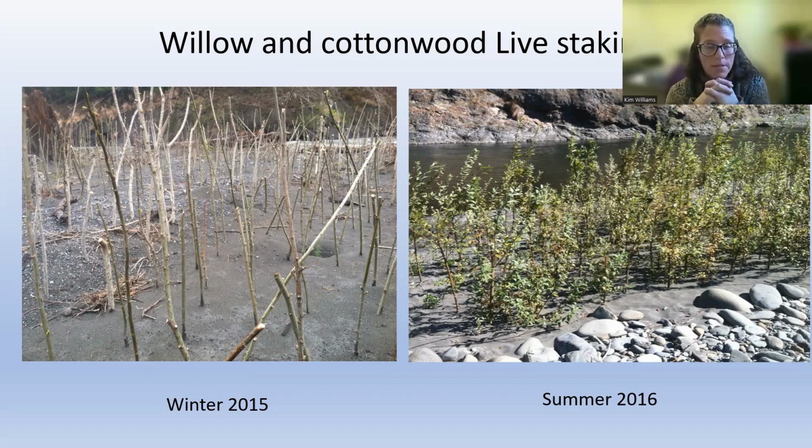Now, this doesn't work for all species of plant. This is willow and cottonwood live staking on the Elwha River. And willow is fantastic at live staking. It's great. Cottonwood is very similar to willow, and they root very quickly. And it's just a great way. Any plants that vegetatively reproduce, which means that they just produce roots from being laid on the ground, will work great for live staking.